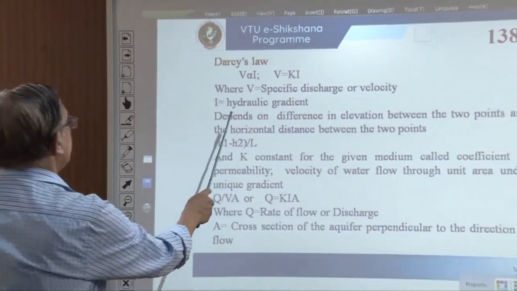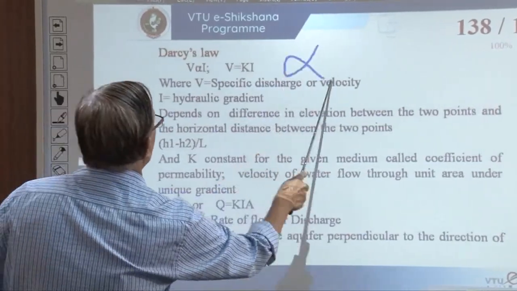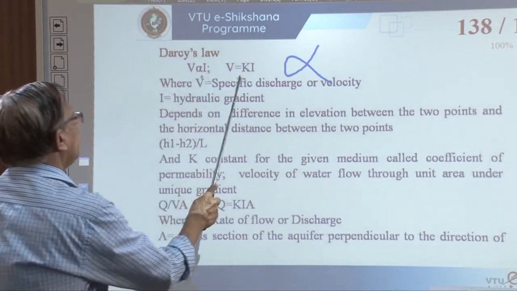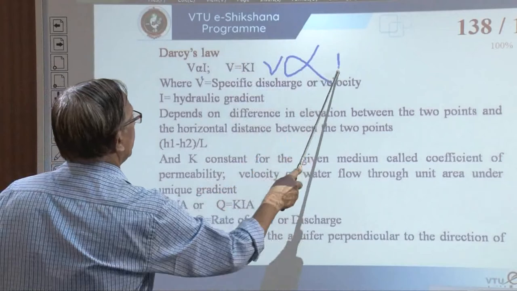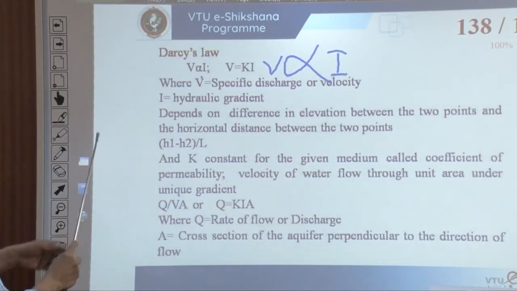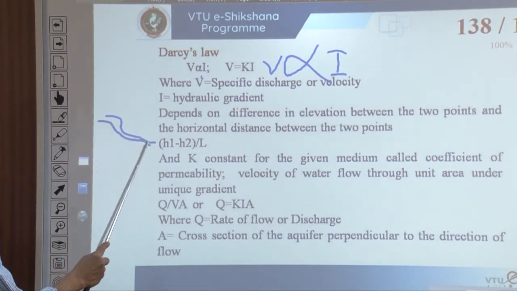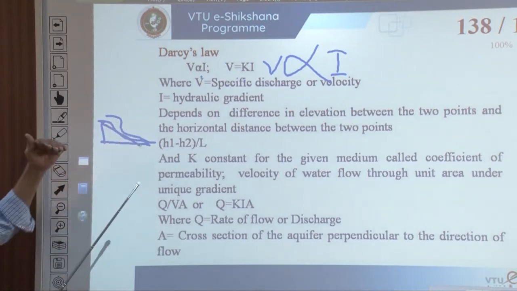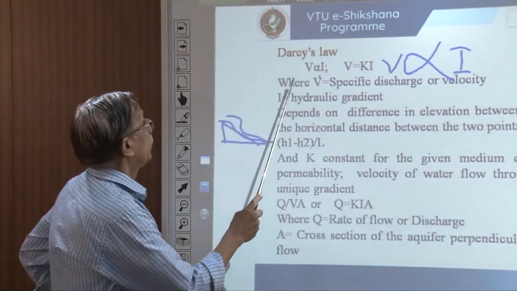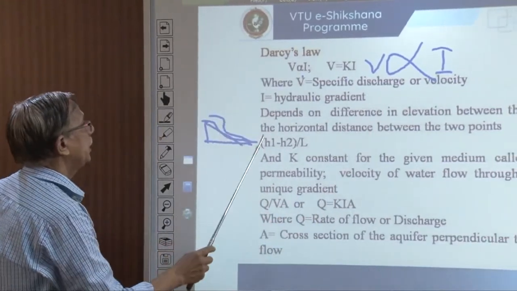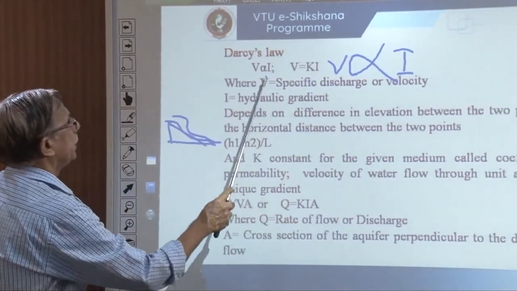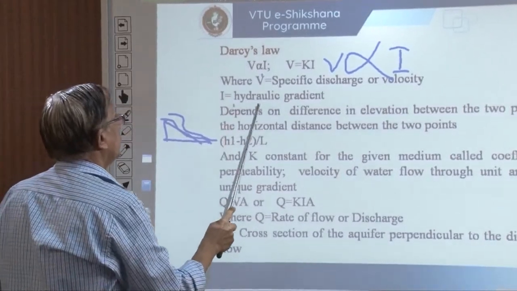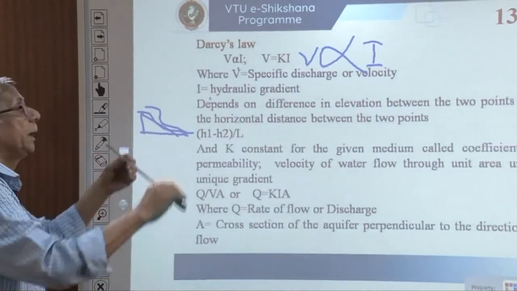What is that? V, the specific discharge or velocity, is proportional to i, or equal to Ki. V is proportional to i. What is i? Hydraulic gradient. If there is a water table like this, with water here, there is a difference in head, and therefore there is a gradient. The hydraulic gradient is the head difference. The velocity of water is proportional to the hydraulic gradient with which water flows, dependent on the gradient between the two points, that's all.